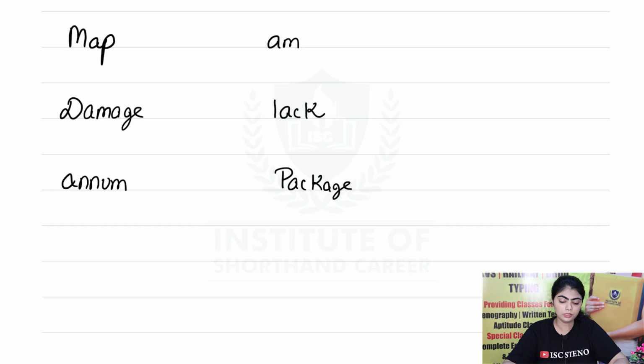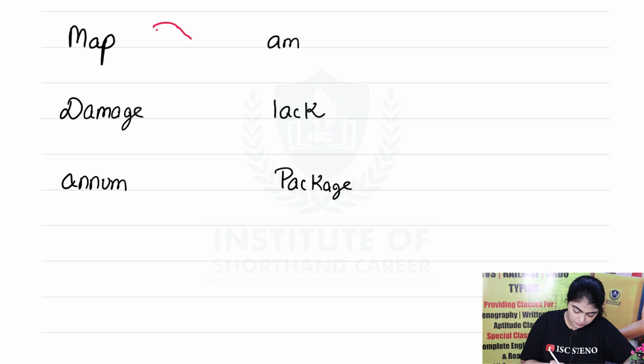Let us see the first word. First is map, ma, and p. So make m, dot of a, and p, map.